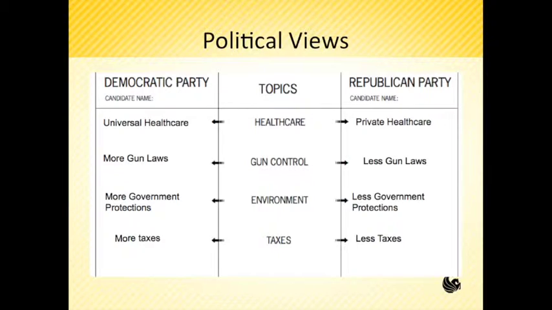Because on the Democratic side, they would want universal health care, which would mean the government providing health care. They would want more gun control laws, so the government enforcing these laws would cost more money. They would want more government protections for the environment, the government being more involved in protecting the environment, which would cost money. They would need more money in taxes.